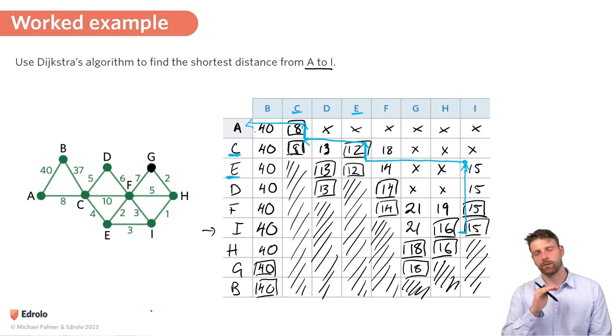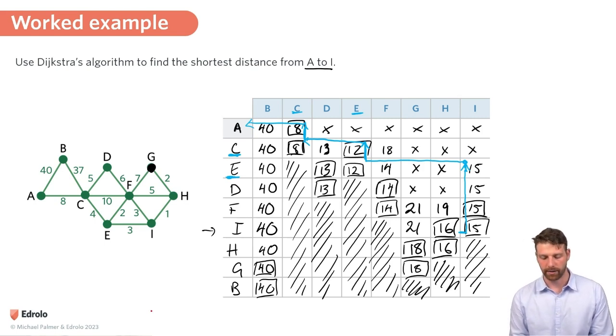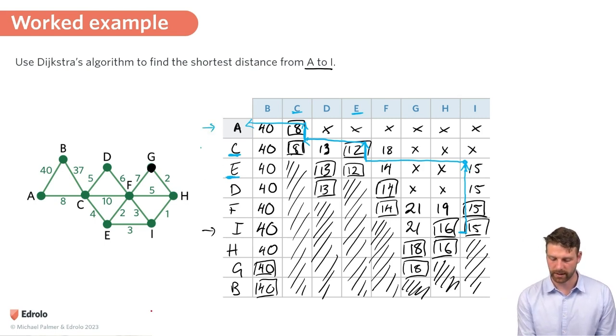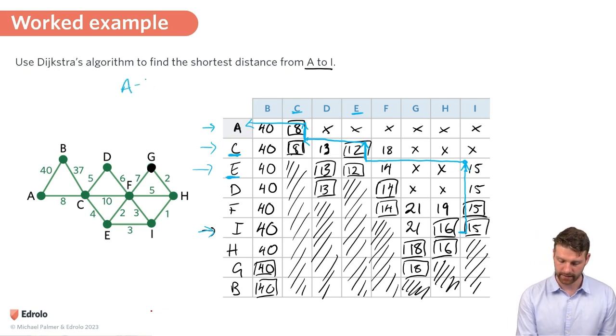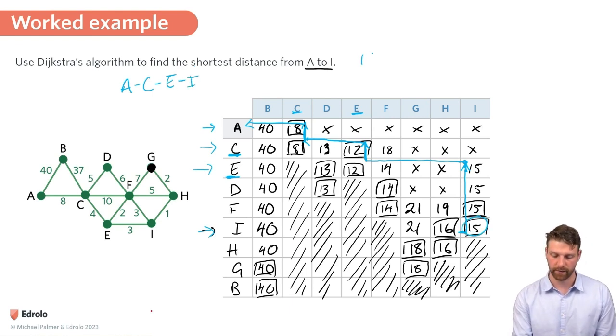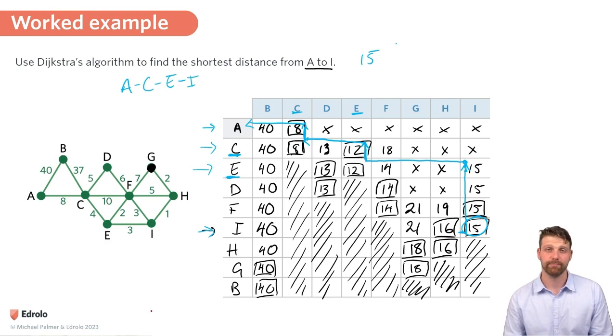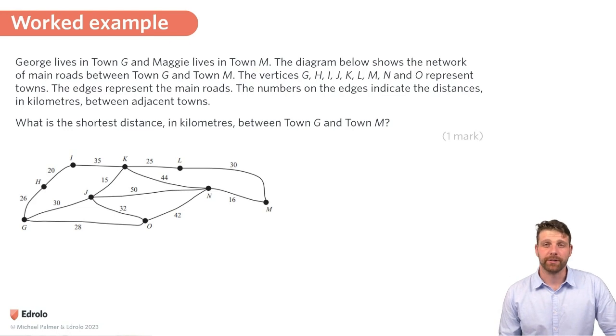Okay, then it's just a matter of looking at the horizontal lines to tell you that path. So I can see there's a horizontal line in this column, and I is where we need to finish. So our path is A, C, E, I. And we can see that our shortest distance there is 15 units. Okay, we did it.